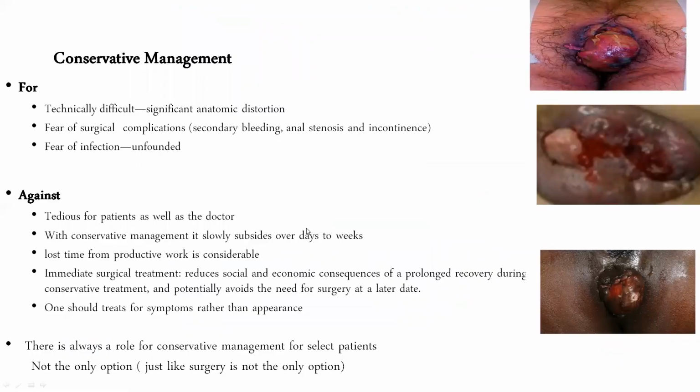The arguments from the poll are similar to those reported in the paucity of data we have. Those who think conservative management is the way to go think that surgery is technically difficult. The majority are afraid of anal stenosis or incontinence. And those who are against conservative management argue that it is tedious for the patients and the doctor, and that there is considerable lost time from productive work. I think there's always a role for conservative management for select patients. Conservative management is not the only option, just like surgery is not the only option.